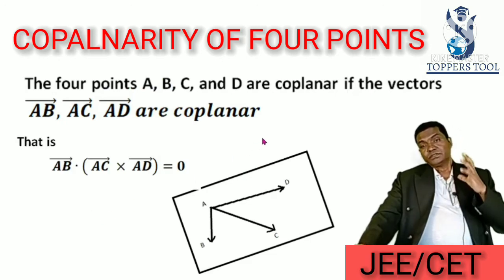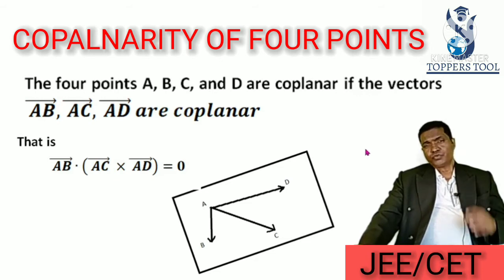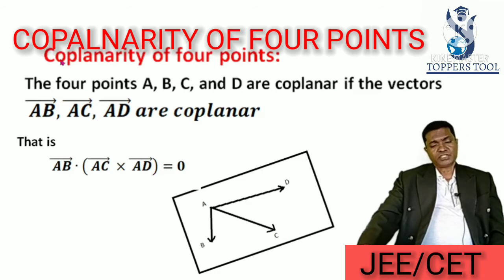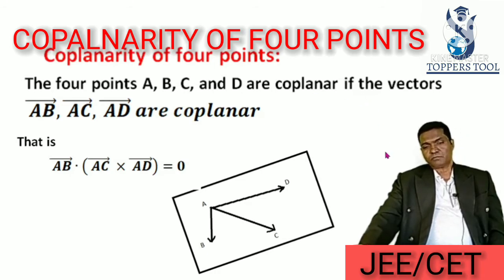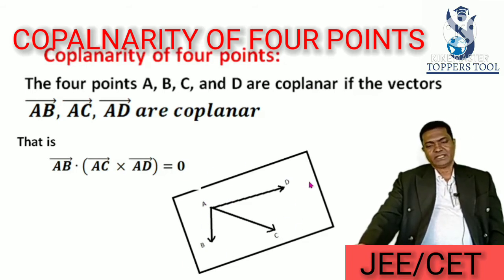Now you will be given 4 points and you will be asked to show that the 4 points are coplanar. When you are asked to show that 4 points are coplanar, what do you have to show? That is the thing here, the coplanarity of 4 points. Look at this plane. Here there are 4 points A, B, C, D. And you have to show that the 4 points are on the same plane.